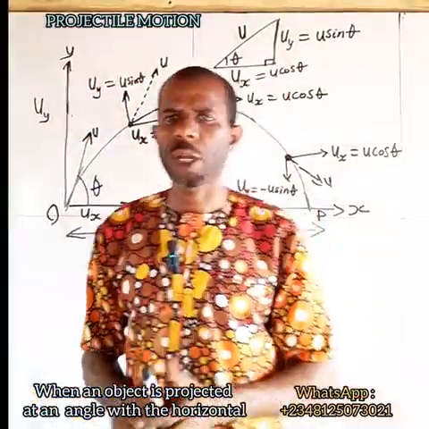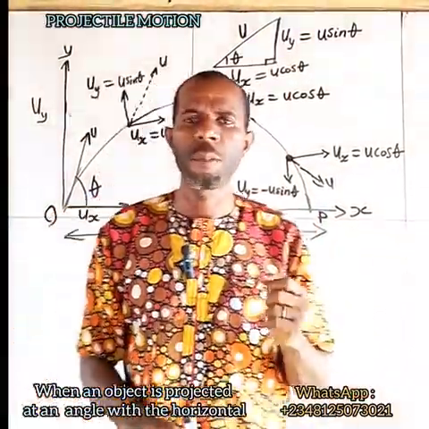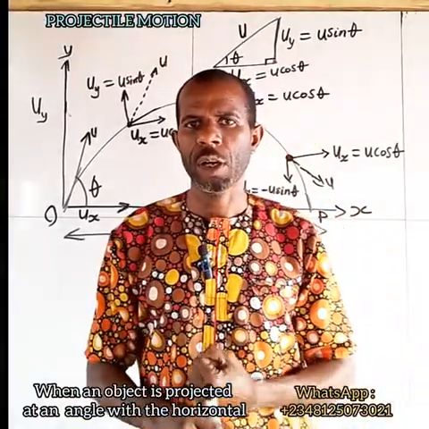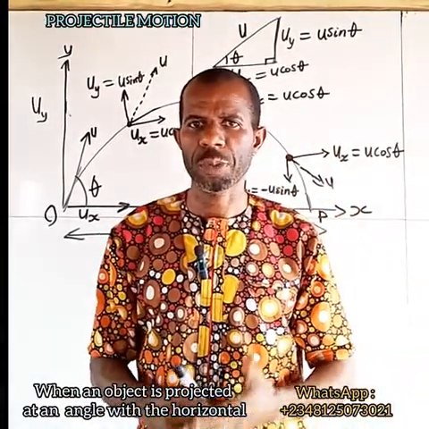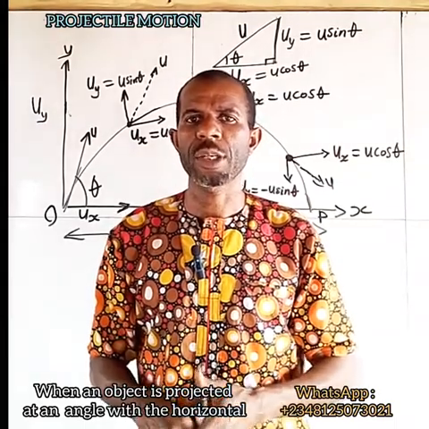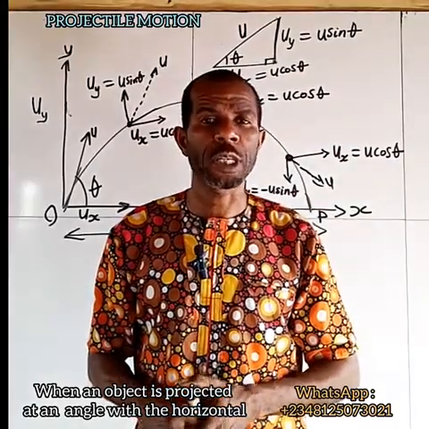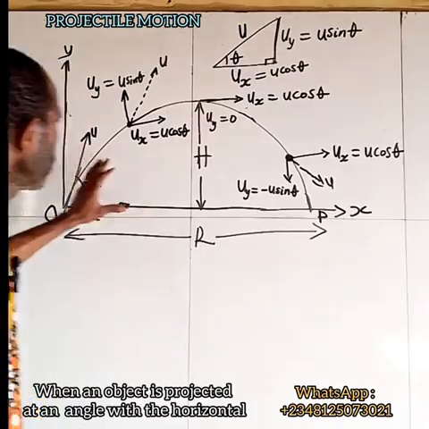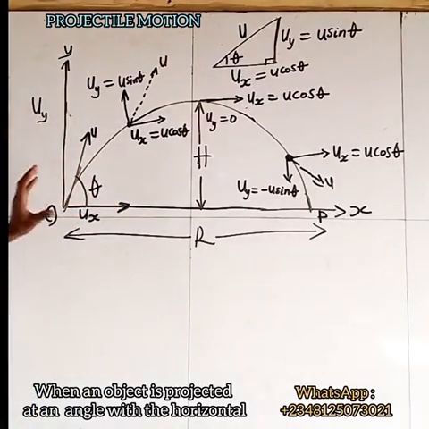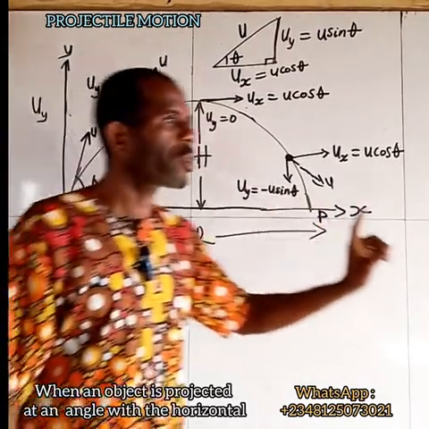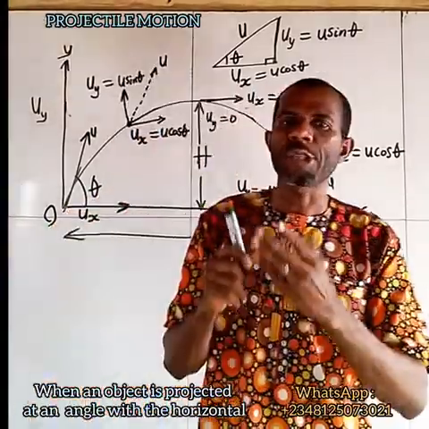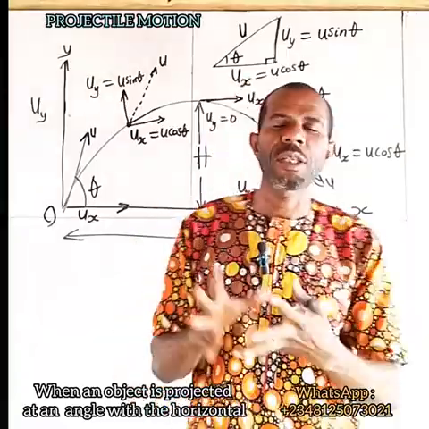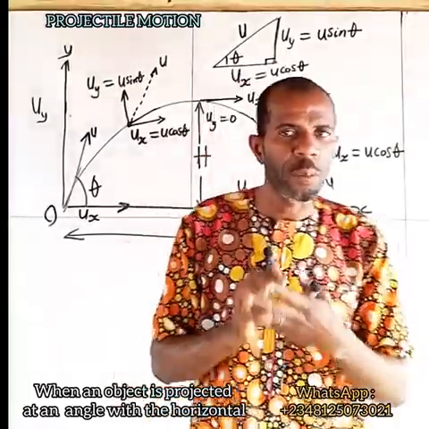All right, let us look at the third case of this projection. So of this projectile, when an object is projected at an angle of inclination with the horizontal, so we have the motion. Look at here. Now, since this object is undergoing a motion in two dimensions, motion under gravity in two dimensions, that is the projectile motion.